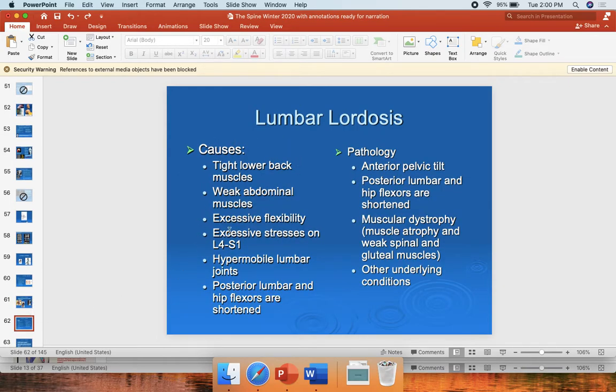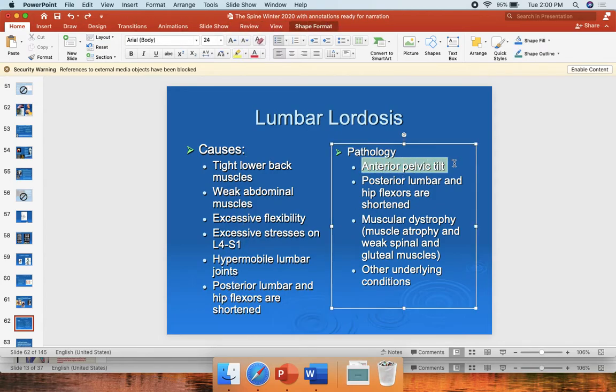A few of the causes there, we kind of mentioned a few of those. The pathology, this anterior pelvic tilt. So the hip flexors are going to get short and tight. The back muscles are going to get weak and lax.